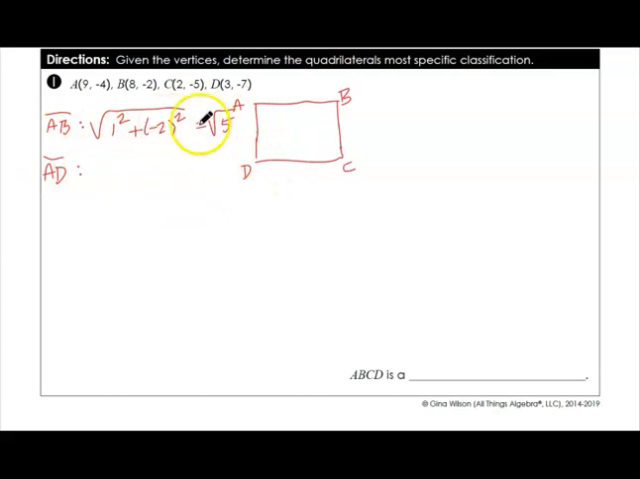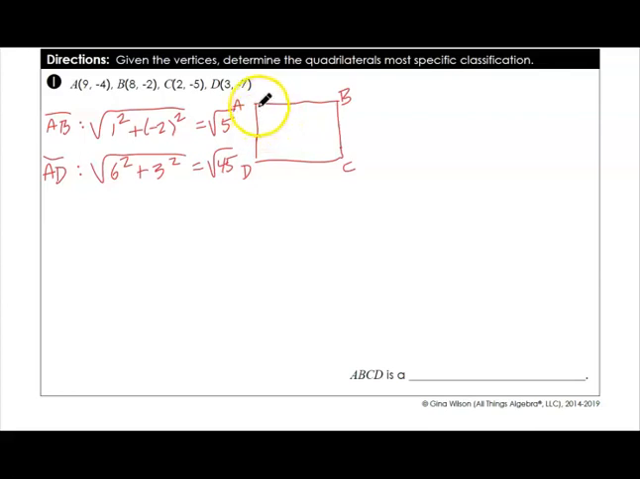All right, so let's find the distance from A to D. So we're going to do the square root of 9 minus 3, which is 6 squared, plus negative 4 plus 7, which is 3 squared. So we get 36 plus 9, the square root of 45. Okay, so right away we know this can't be a square or a rhombus. It's got to be either a rectangle or a parallelogram. So let's see which one we have.